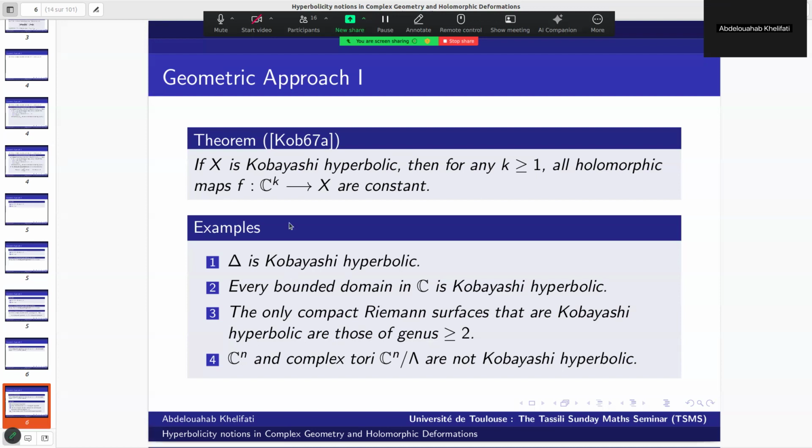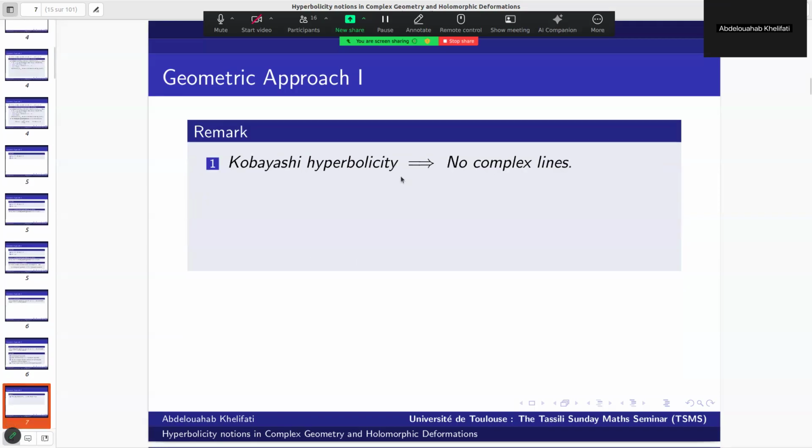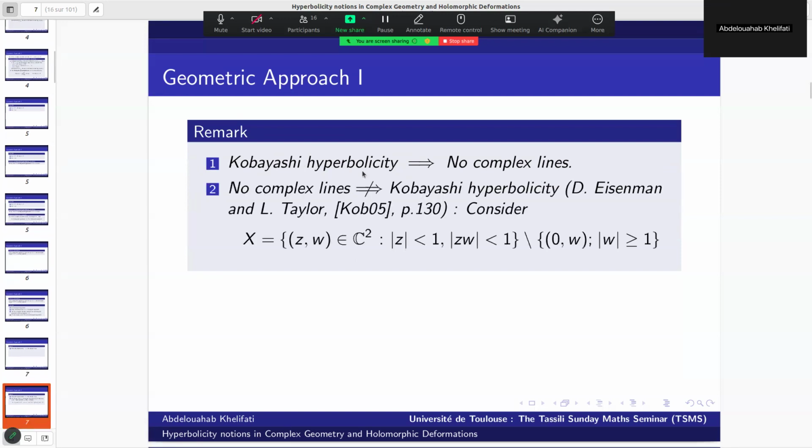Sorry. So one can say, okay, we have this one-way implication: in a Kobayashi hyperbolic manifold, all holomorphic maps from some C^k are constant. In particular, the complex lines are constant. So what about the converse? This first remark, as I just mentioned, holds true in general; it is a theorem by Kobayashi. But the other way doesn't work in general.